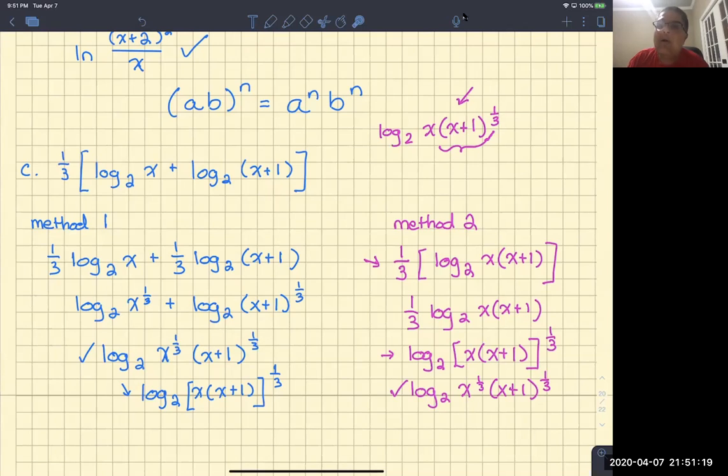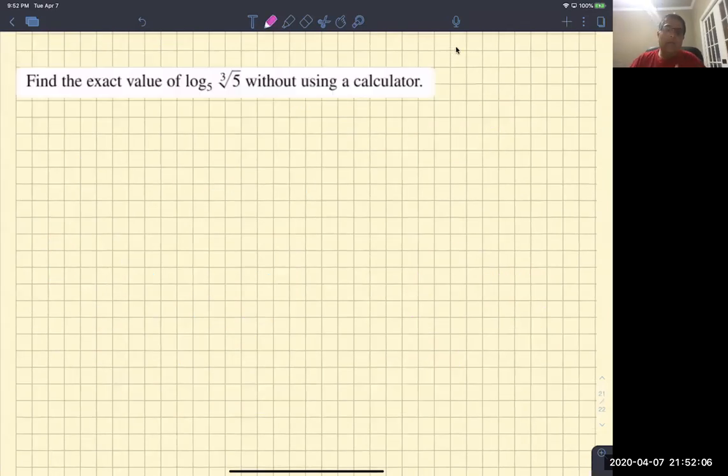Okay, let's look at one more problem. Okay, the last problem type that you may encounter from this section is something like this. Find the exact value of log base 5 of the cube root of x, cube root of 5 without using a calculator.